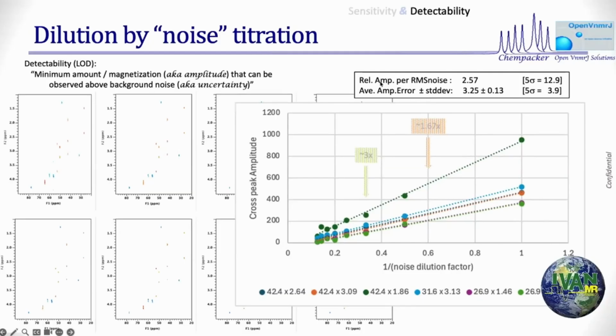This one is the amplitude if the amplitude is equal to 1 RMS noise in a Fourier transform world, right? That's halfway through.